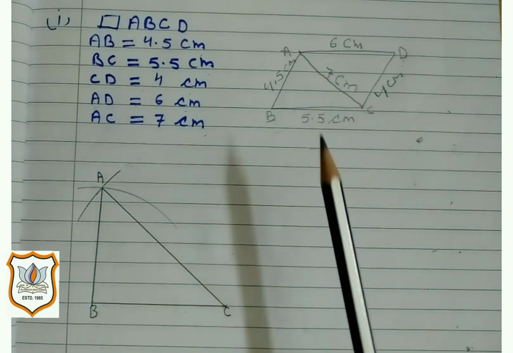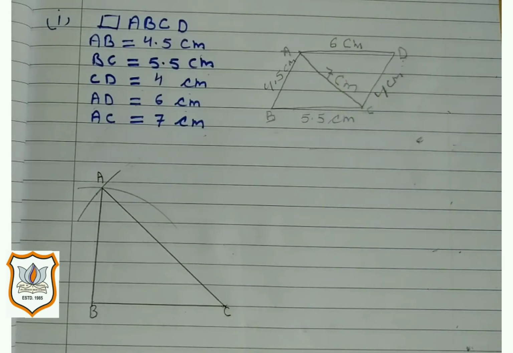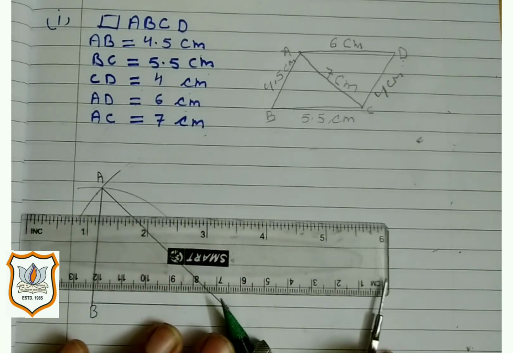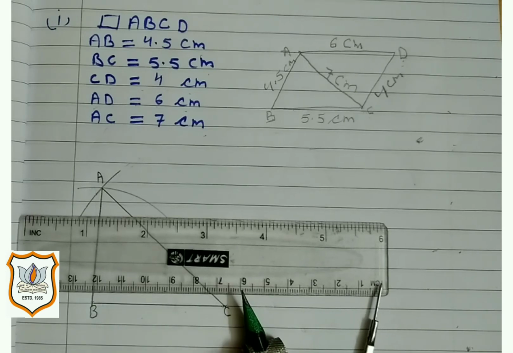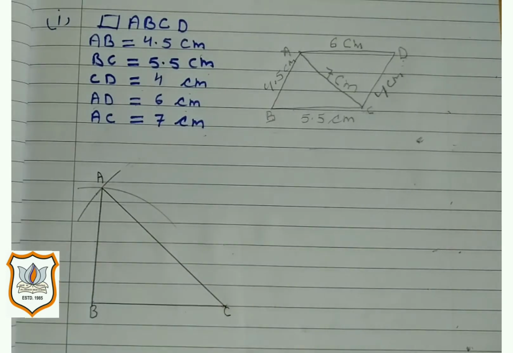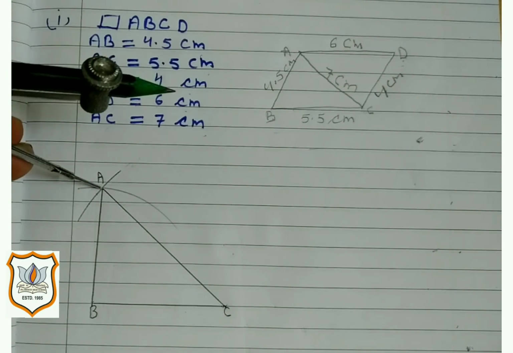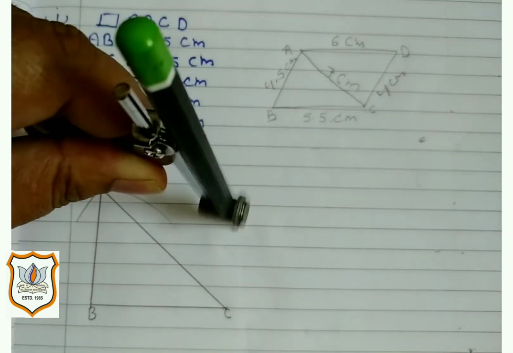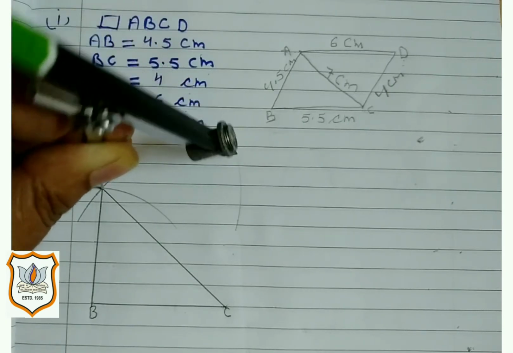Now we will draw AD. AD is 6 centimeter. So we take 6 centimeter in the compass. You can see here 6 centimeter. Now we will draw an arc with center A. Now we will take A as a center and we draw an arc. This is an arc of radius 6 centimeter.